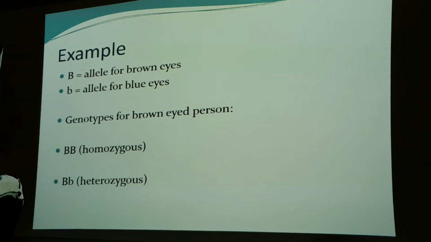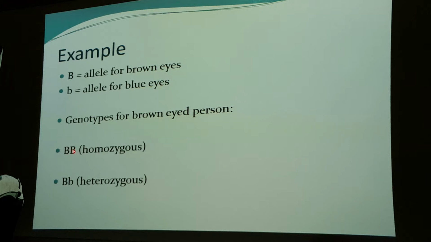Okay, so here's an example. We use capital B for brown eyes because we tend to use the uppercase letter for the dominant allele, and brown tends to be dominant over blue, and we use the lowercase for the recessive. So if you have this genotype here, what's your phenotype going to be? Brown. It'll be brown, won't it? And we know what it'll be here. It'll definitely be brown.